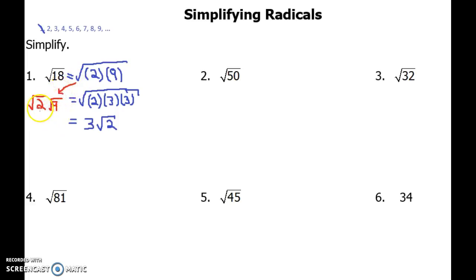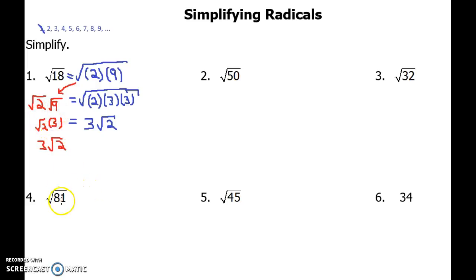We know that square root of 2 is already as simple as it gets. The square root of 9 is 3. So that's 3. This stays the same. This is still square root of 2. So the answer here is 3 square roots of 2. So this is the faster way to do it. You just need to know perfect squares.